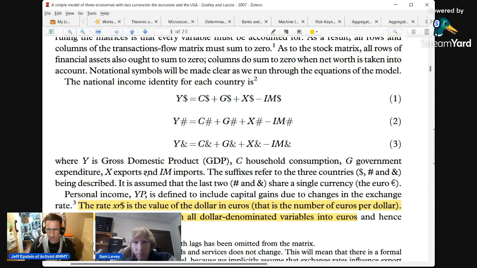Okay. So in equation 1, there are three countries denoted by $, hash, and ampersand. The hash and the ampersand represent two euro countries using the same currency. So $Y equals their domestic consumption plus their domestic government spending plus their domestic exports and imports. And then the same with each of the other two countries.